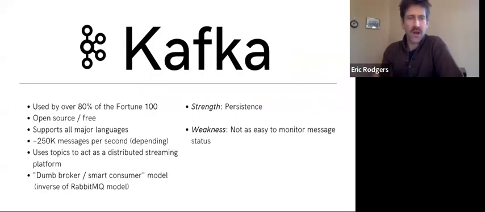Finally, Apache Kafka, also just referred to as Kafka, is the message broker of choice for over 80% of Fortune 100 companies. This list includes Netflix, Spotify, Airbnb, Uber, Shopify, Etsy, LinkedIn, and many more. Kafka was actually created by LinkedIn engineers and was made open source back in 2011. It also supports all the major languages, and it can process about 250,000 messages per second. But like I said, that figure is really dependent on other factors.